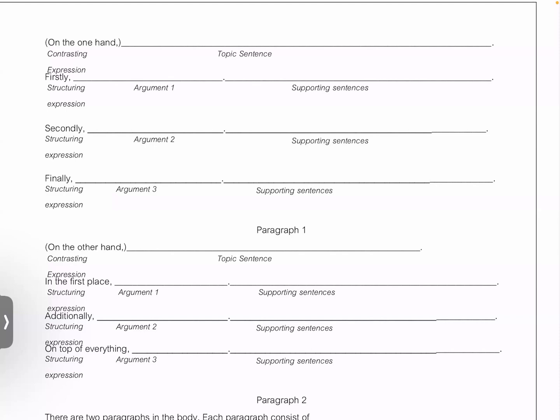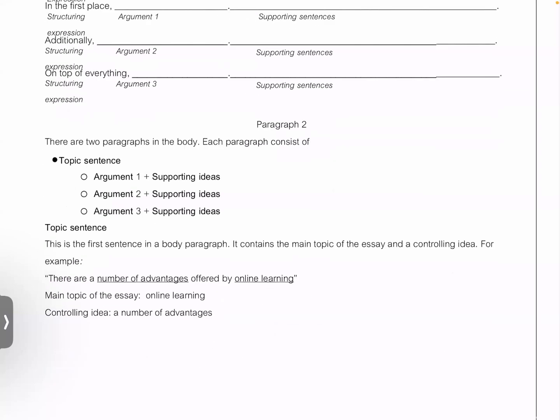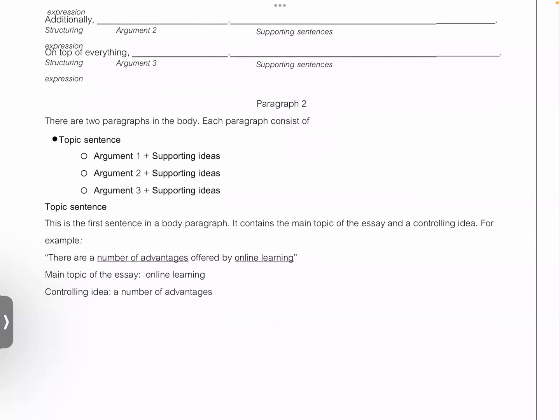Okay, after the topic sentence, you will have argument 1, argument 2, and argument 3. And each argument needs to be supported by some evidence and principles. Okay. So, how do we write a topic sentence?